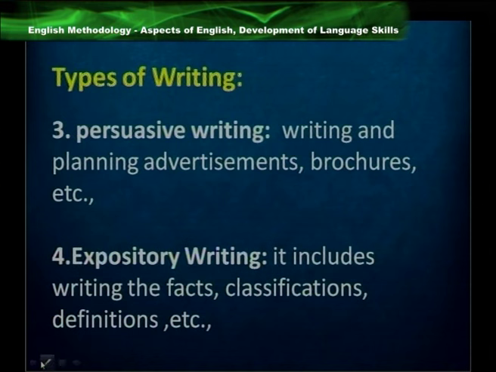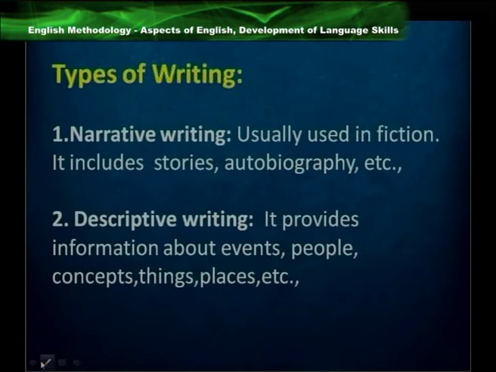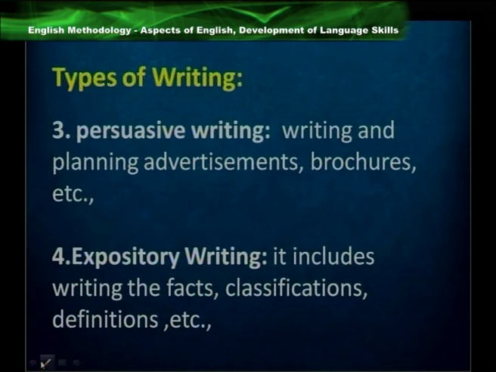The next type of writing is persuasive writing. It involves writing and planning advertisements, brochures, etc. Coming to the narrative part, they are narrating stories or autobiographies. Whereas in the descriptive part, they are describing a whole trip or tour. But coming to this part, it is only about planning an advertisement or brochure.